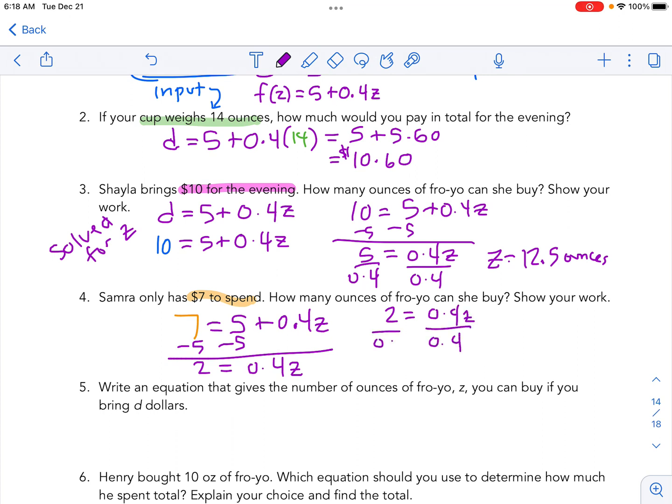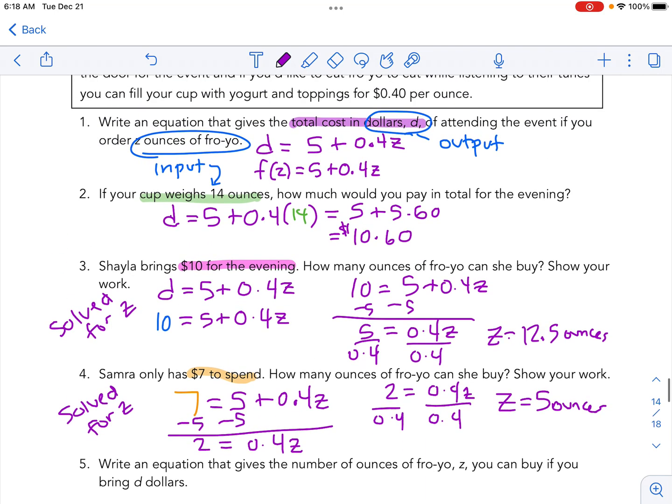And then if I divide by 0.4, I'm just going to rewrite this here so that I have the space to do my dividing. And she can buy 5 ounces of yogurt. Okay. And so what we're doing here, again, we solved for Z. Okay. And so what we could have done, instead of going through both of 3 and 4 separately and solving for Z twice, that's basically what we did.